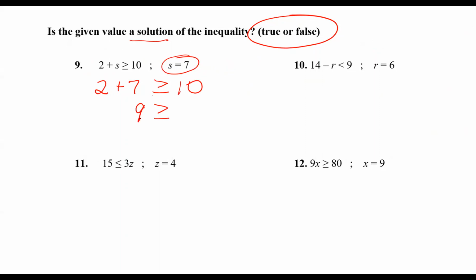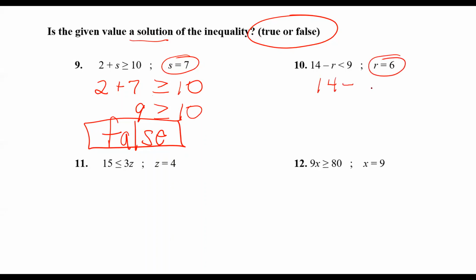So you have 9 is greater than or equal to 10. No, that's not true. Okay, if it was less than or equal to, it would work. That's not true, so that's false. It's a false statement. So it looks really convincing, guys. You got to pay attention to what it's really saying. Make sure it's true or false. 14 minus x, and we're going to plug in 6. 14 minus 6 is less than 9. 14 minus 6 is 8. Is 8 less than 9? Yeah, that works. So that's true.